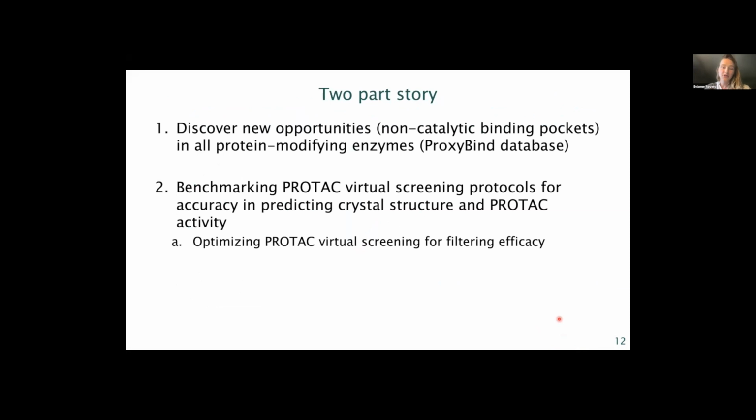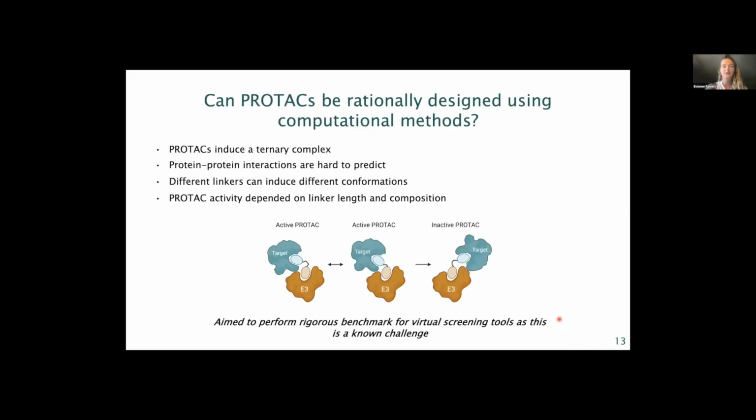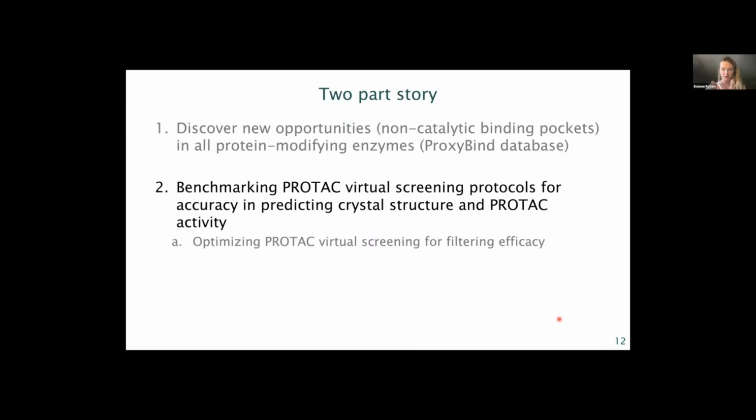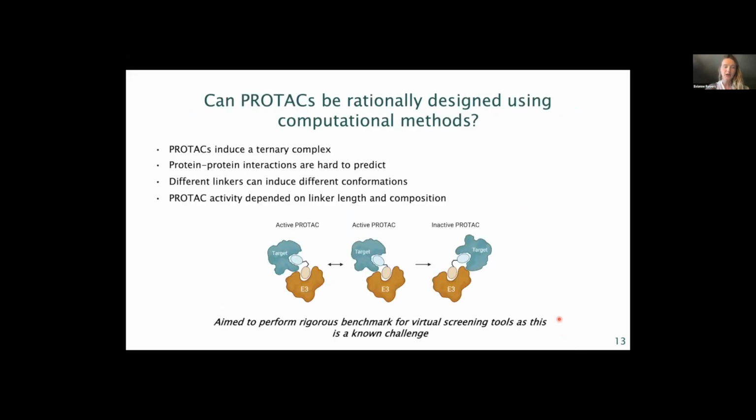Then the next part of my story is, okay, I've looked at the chemical handle development on the protein modifying enzymes, but of course, a part is also the optimizing of that linker region between those two compounds. And that's what I started assessing. I wanted to know for myself in the future, which program should I use? And that's where I started benchmarking PROTAC virtual screening protocols.